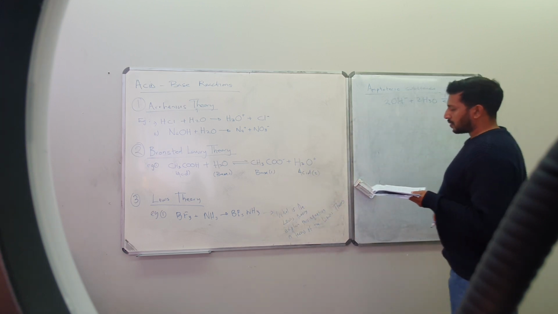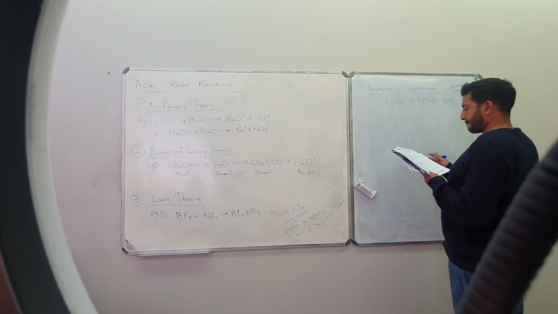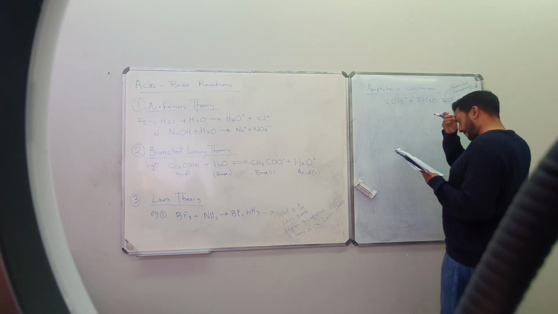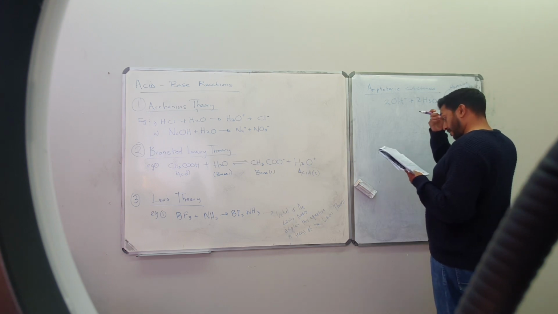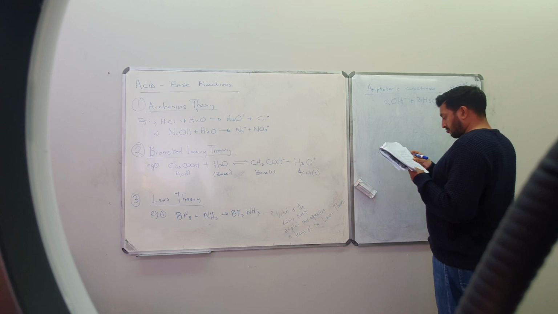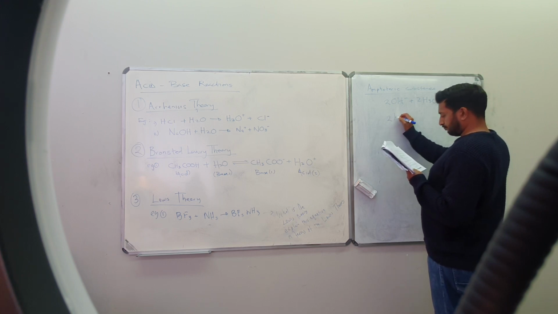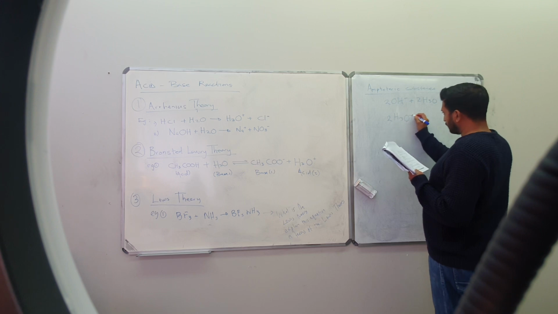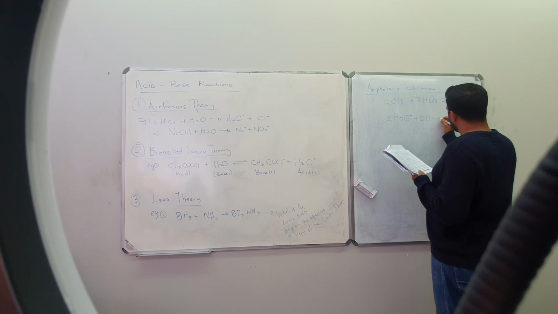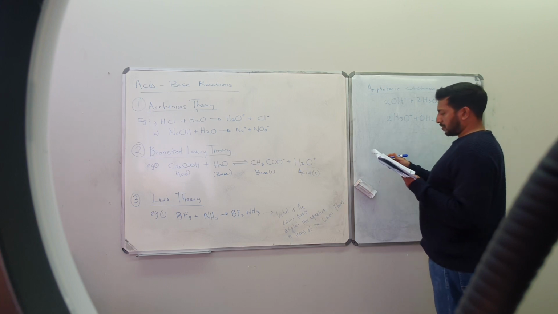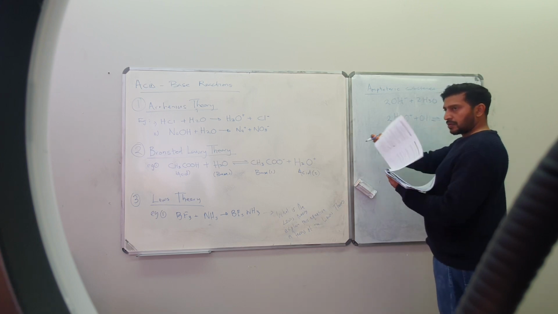Notice that sulfuric acid is stronger than sulfurous acid, and nitric acid is stronger than nitrous acid. What pattern do you see here? When dealing with oxyacids, the acid that has more oxygen atoms is the one that's going to be more acidic. So sulfuric acid is more acidic than sulfurous acid.